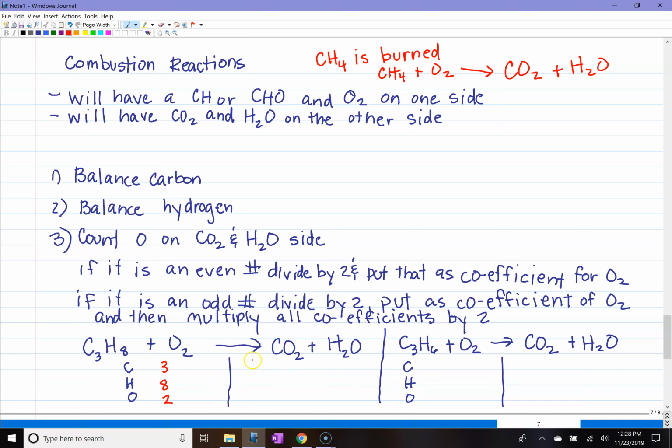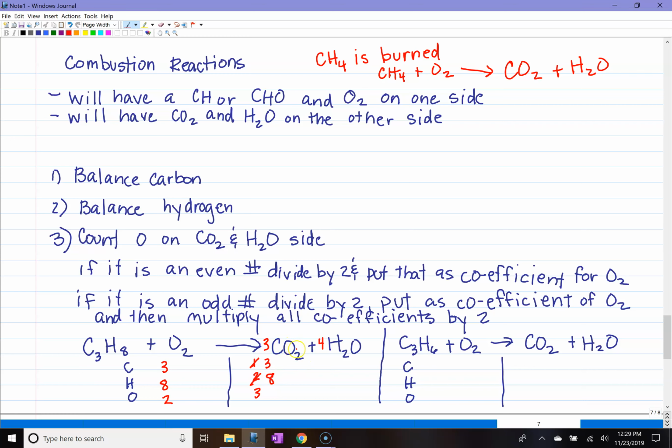On the carbon dioxide and water side, we're always going to have 1 carbon, 2 hydrogens, and 3 oxygens. So I'm going to balance out carbon by putting a coefficient of 3 in front of carbon dioxide. I'm not going to count up the oxygens just yet. I'm going to come back and balance my hydrogen by putting a 4 in front of water. That gives me my 8 hydrogens.